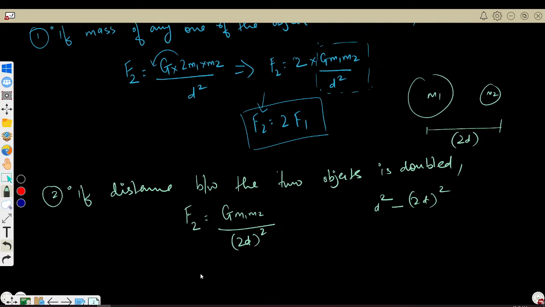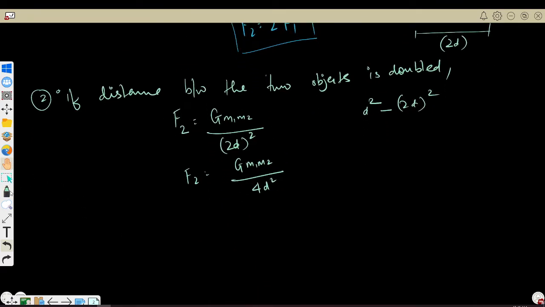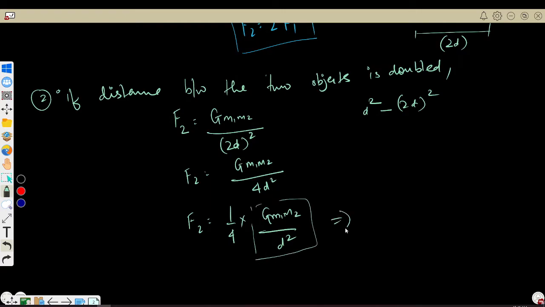Now if you solve this, F2 will be capital G into m1 m2 divided by 2 square is 4, and d square will be d square as it is. Now in this I will just modify this equation. F2 is equal to, I will write 1 upon 4 multiplied with G m1 m2 divided by d square. Now if you observe this term, again this is nothing but your initial force. F2 is equal to 1 upon 4 multiplied with F1.